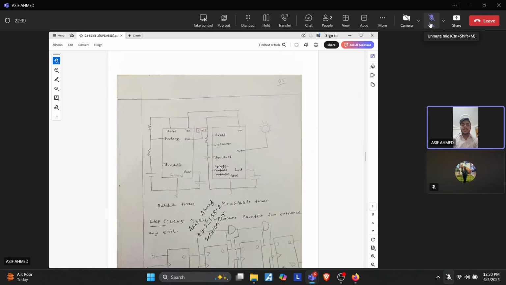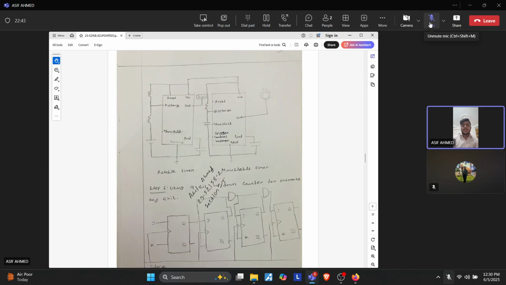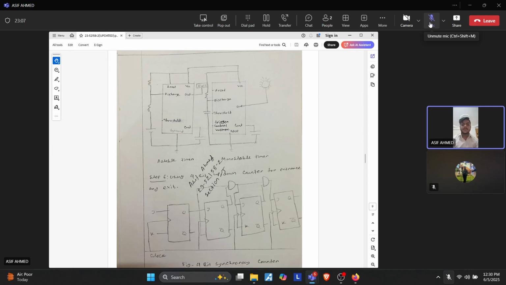Then I have used two 555 timers. The first one is in astable mode, and the second one is in monostable mode. The astable 555 timer generates the clock cycle, and this clock cycle is sent to the monostable timer, and the monostable timer gives the output for blinking for space available or space full.